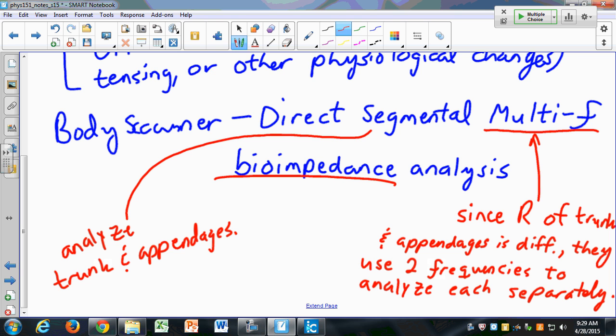And that's just a synonym then for what word that we've been using. Resistance, right. So impedance is just another word for resistance. So this bioimpedance just means the resistance of the body.